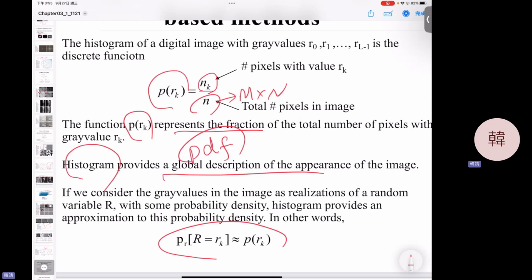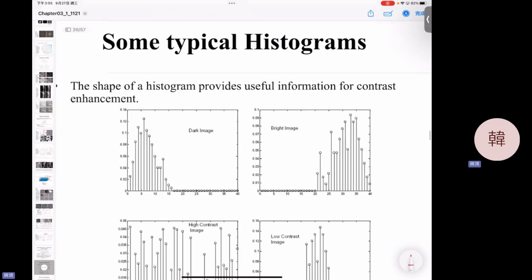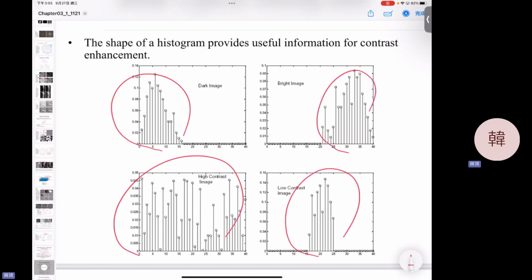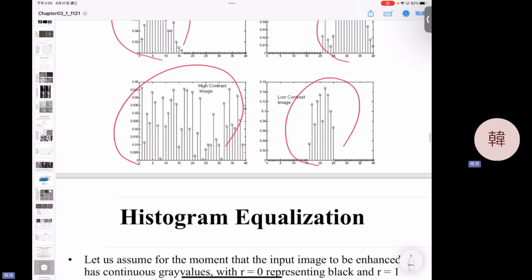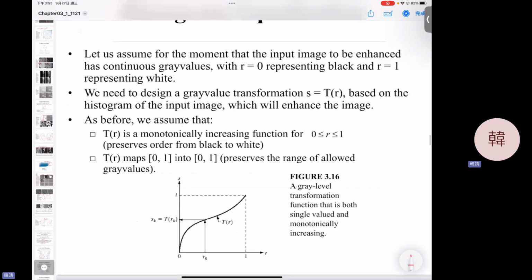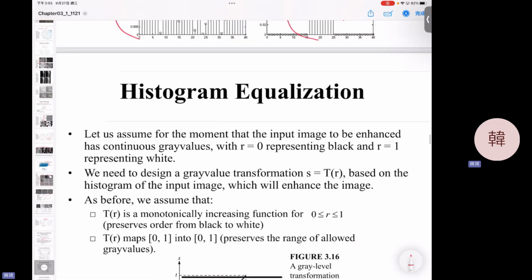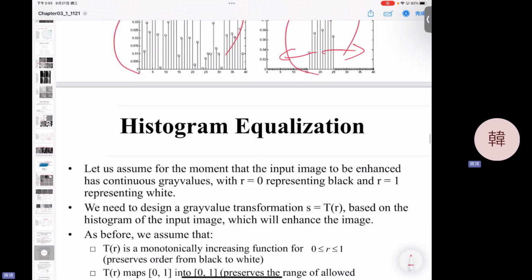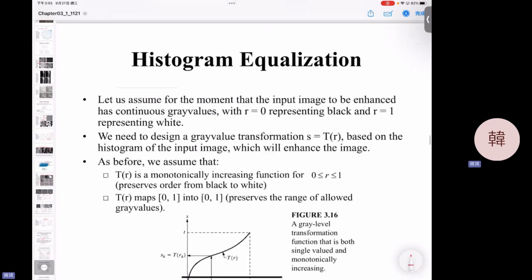Okay, every different grade level has a different probability. Some typical histograms look like this. So we just say the images are darker, lighter, high contrast, medium, or low contrast, centralized in specific grade levels. So we are going to do histogram equalization here. Try to equalize your histogram, like this one, by stretching it out to a uniform distribution. So this is an equalization way, automatically.